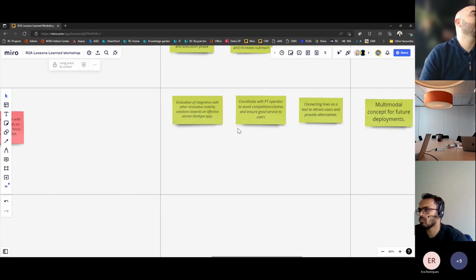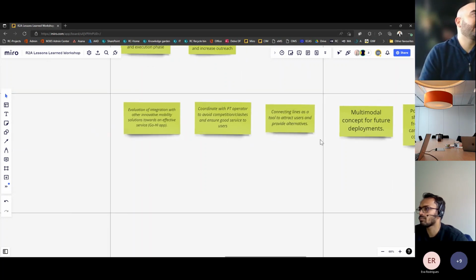The evaluation of integration with other innovative solutions. So with MaaS, there you go. Yeah, thanks for the correction. Something like this MaaS app, this is the case in Inverness, or coordinating with public transport operators to make sure that the route that you select is not creating conflicts and clashes with other services, and that you can really make the most out of your service.